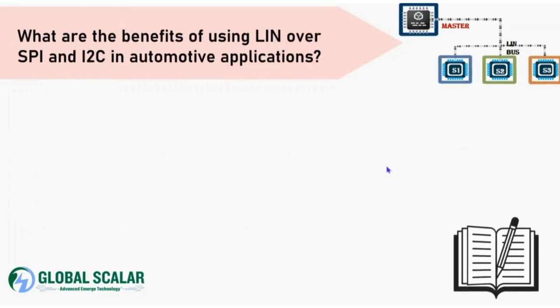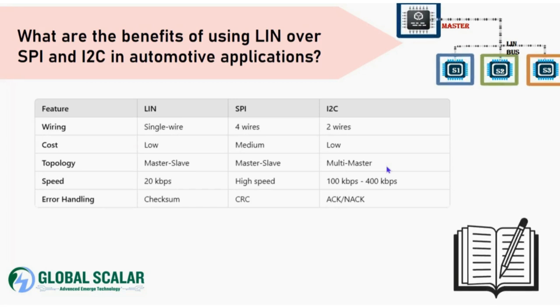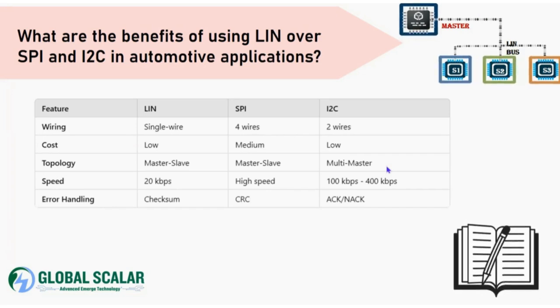What are the benefits of using LIN over SPI and I2C in automotive applications? Considering cost, wiring, topology, speed, and error handling, LIN is a single wire compared to SPI and I2C. It is low cost, uses master-slave communication, the speed is 20 kbps, and we have a checksum for the LIN protocol.